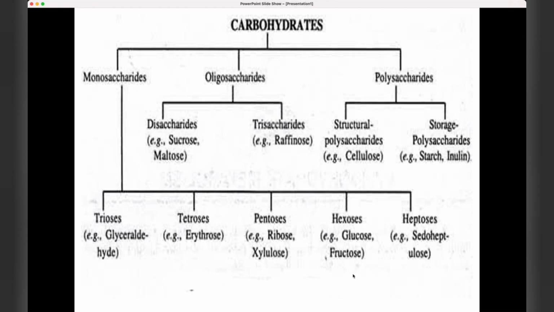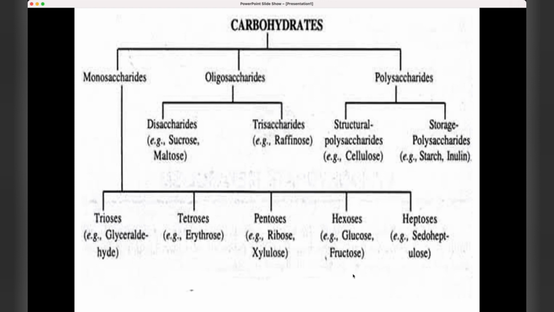And next are oligosaccharides. Oligosaccharides are carbohydrates which give 2 to 10 monosaccharide units on hydrolysis. They are further classified into disaccharides, for example, sucrose, maltose, etc., and trisaccharides, for example, raffinose. And then we have polysaccharides. These are carbohydrates which yield a large number of monosaccharides on hydrolysis, for example, starch, cellulose, gum, etc. These are also called non-sugars as they are not sweet in taste.